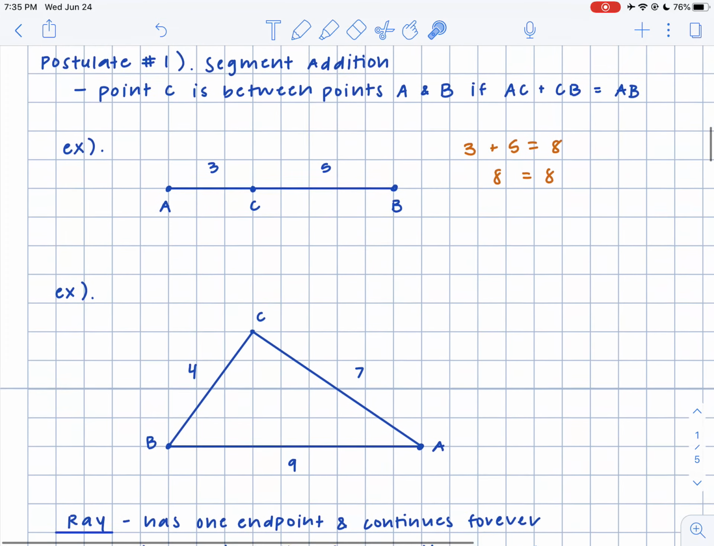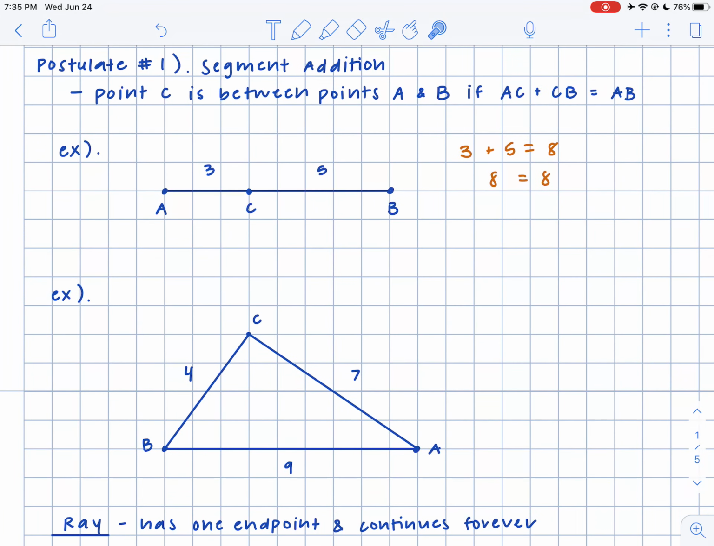Let's look at another example. We want to know, is point C between points A and B? Well, just like our segment addition postulate says, segment AC is 7 plus segment CB, or segment BC, 4. Is it equal to segment AB? Segment AB, which is 9.